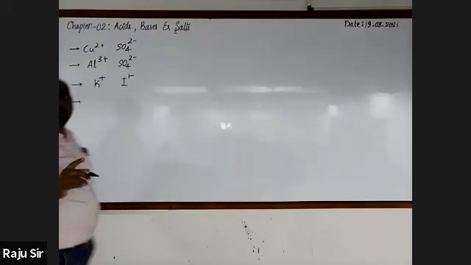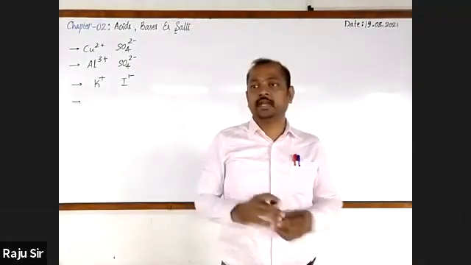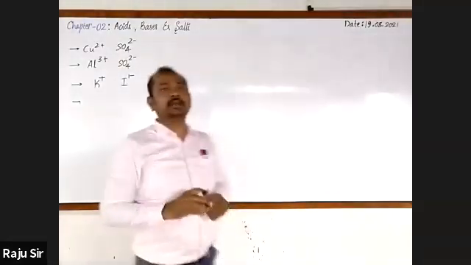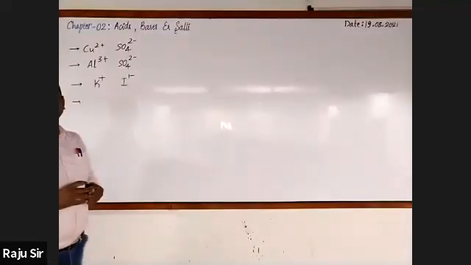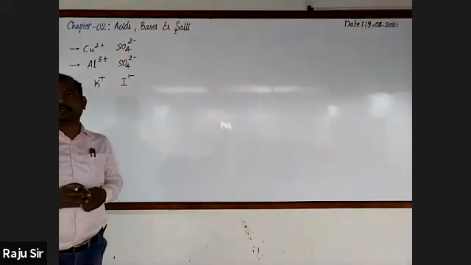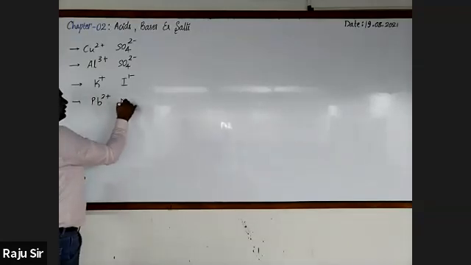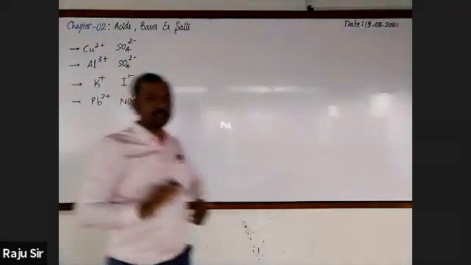One more: let us take the salt lead nitrate. When it is dissolved in water, it produces ions. One is lead and the second one is nitrate. Lead is Pb2+, and nitrate ion is 1 minus. Just do remember this.